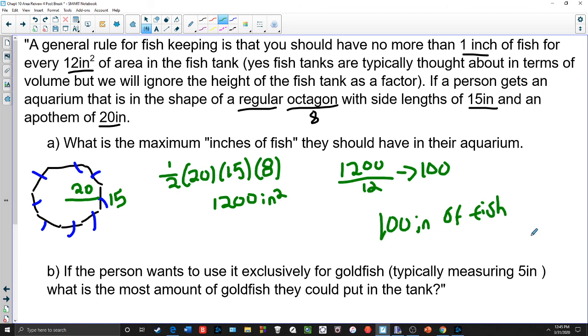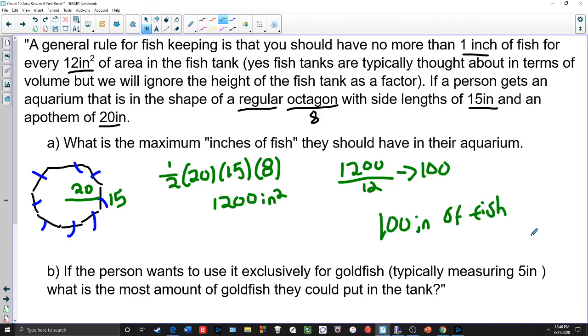If it goes over 100, his fish tank is too small. If it's under 100, that means he has extra space, which is not bad. But it just means that he needs to be cautious of how many fish he puts in there so it doesn't go over that 100 inches of fish mark. Otherwise, it's an overcrowded aquarium, and then bad stuff happens.